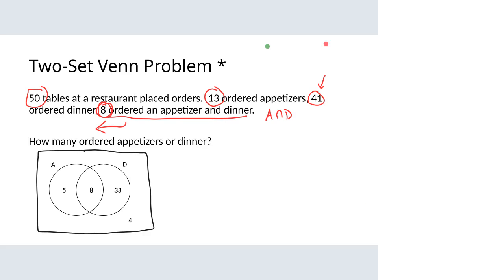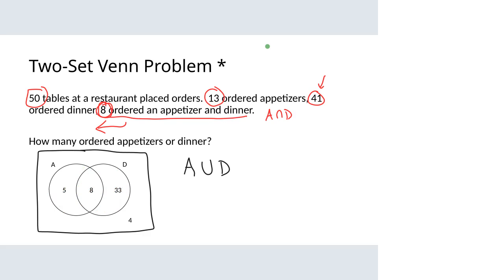Now to answer this question, how many ordered appetizers or dinner? If you are really good at shading, you might think appetizers or dinner. Well, appetizers or dinner, that's A union D. Well, heck, I'm good at shading. I know what I'm going to shade here. A union D is just what I get when I put those together, and that's who I want to count up. You don't have to do it that way, but you can.